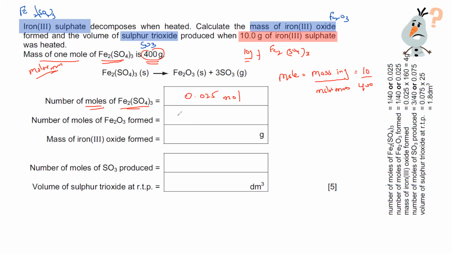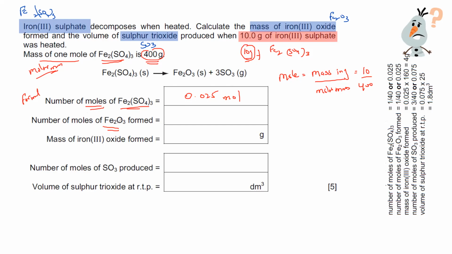Is it clear, the first part, to everyone? Anyone having a doubt in the first part? So we use the formula to get the moles, which is mass in gram of iron sulfate divided by its molar mass. We got the moles. Now the second part, they're asking for the number. So first we use a formula to get the answer.